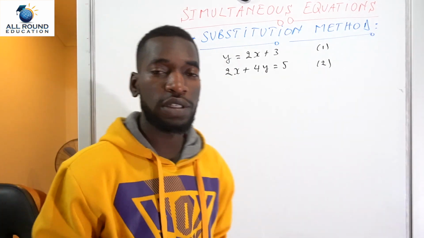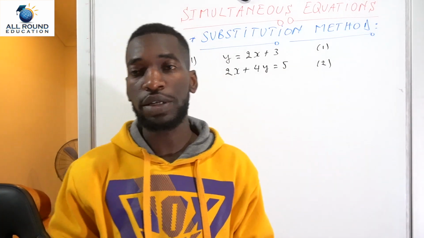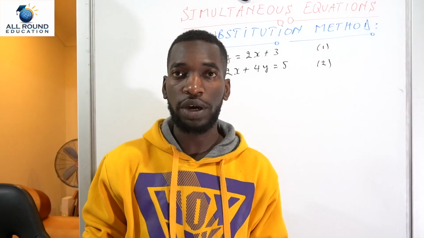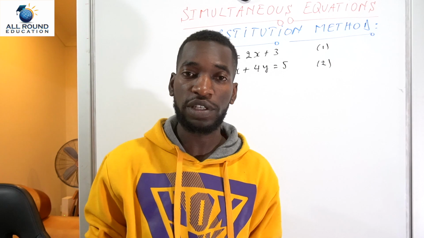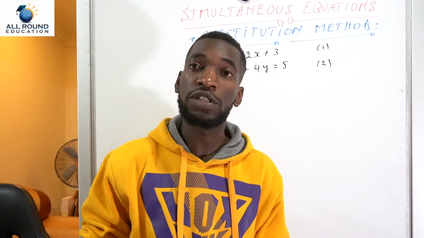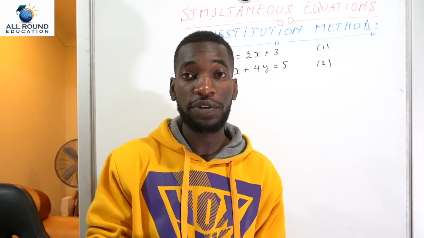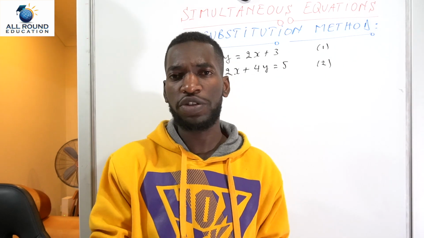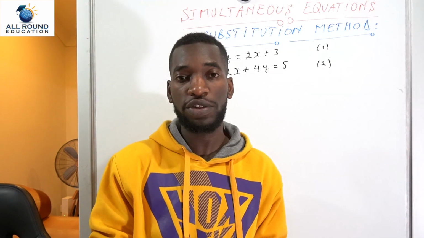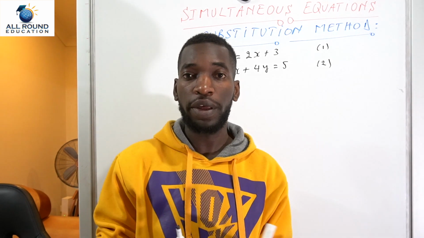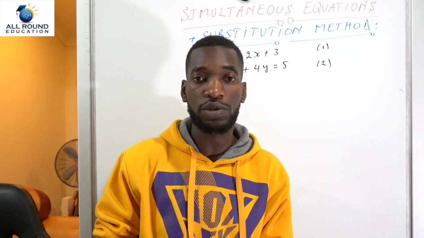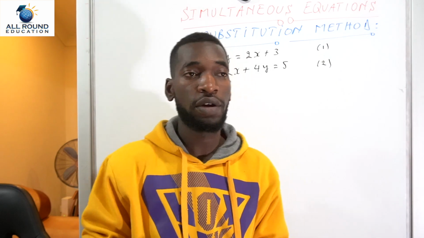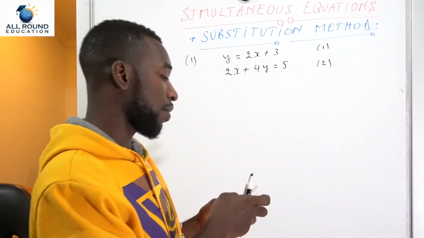So in this method, the idea is basically to try to isolate a variable. Once you have isolated a variable in one of the equations, the next step is to substitute its value or its expression into the other equation, right? And then you end up with one variable in one equation, which is easy to solve as it's a linear equation, right? So let's do that and see how it goes.